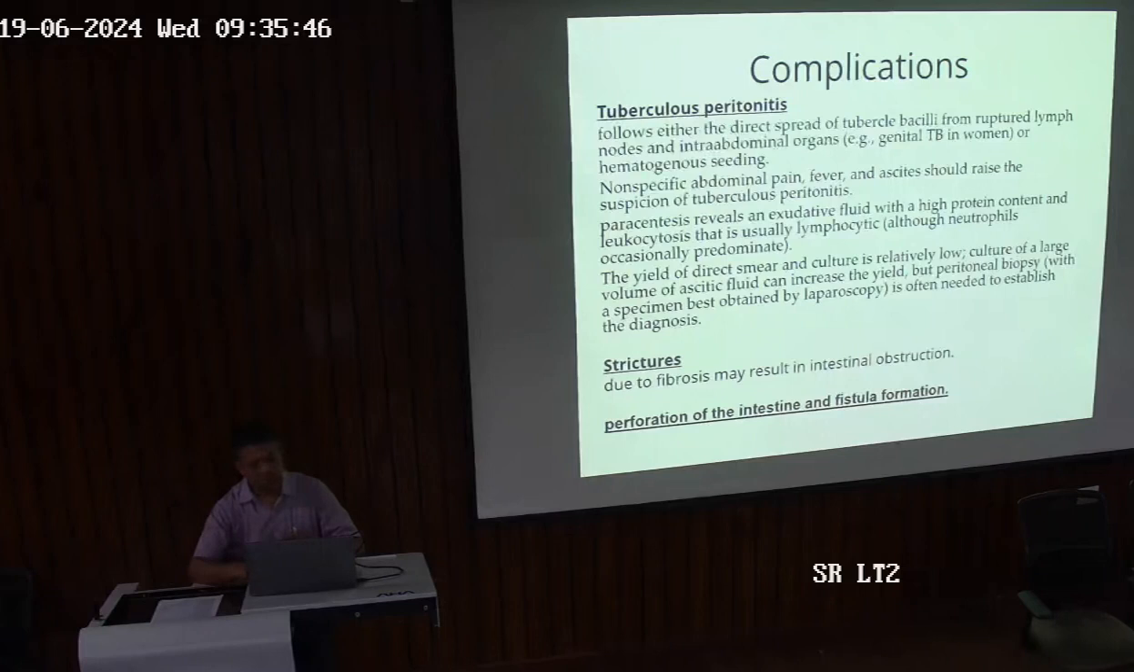Stricture is due to fibrosis, which may result in intestinal obstruction. Sometimes perforation can occur, but it's a rare phenomenon in tuberculosis.